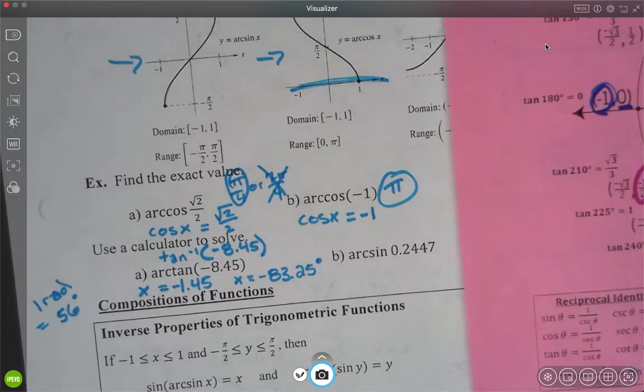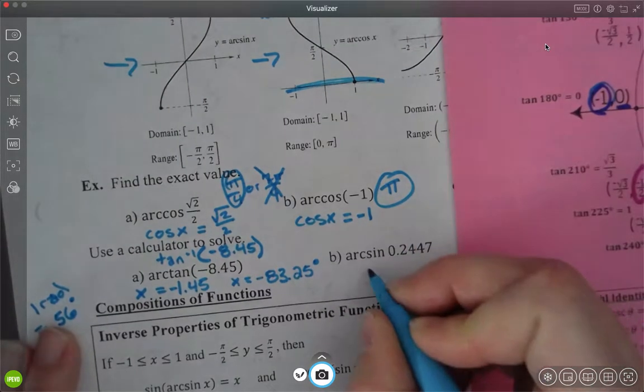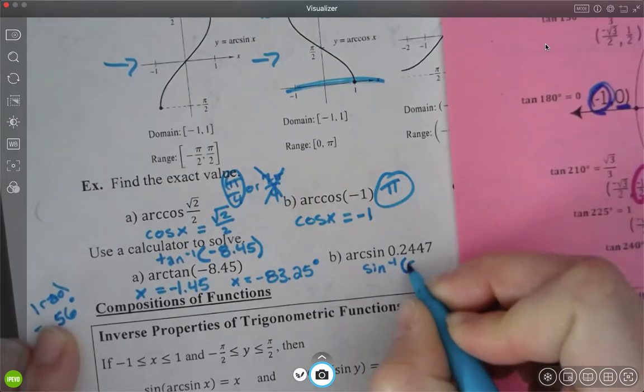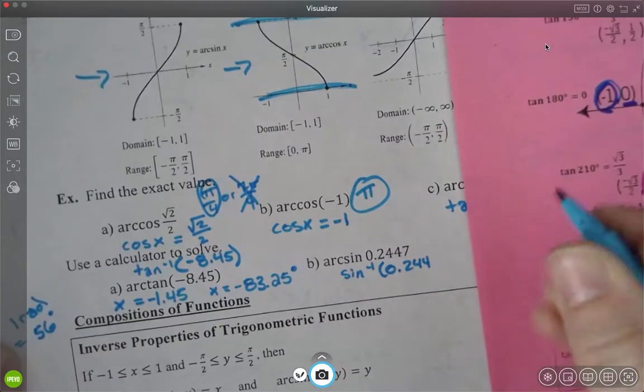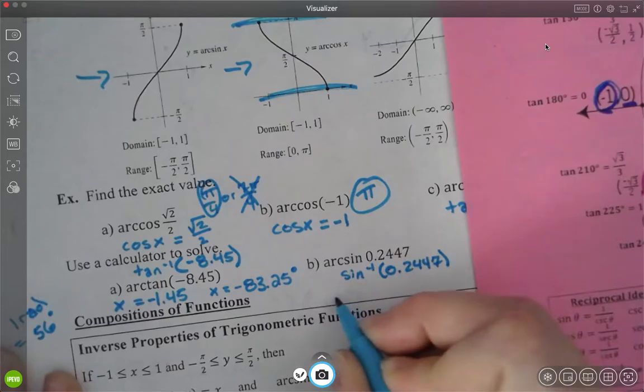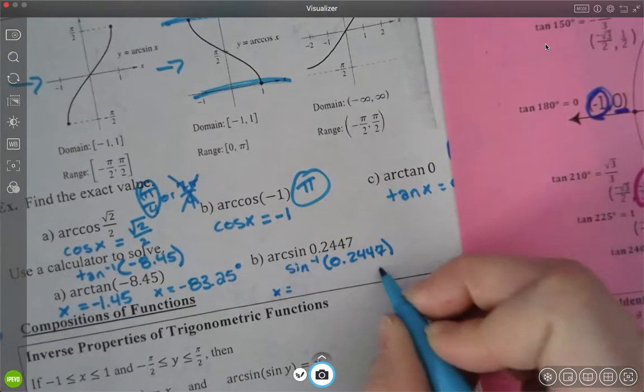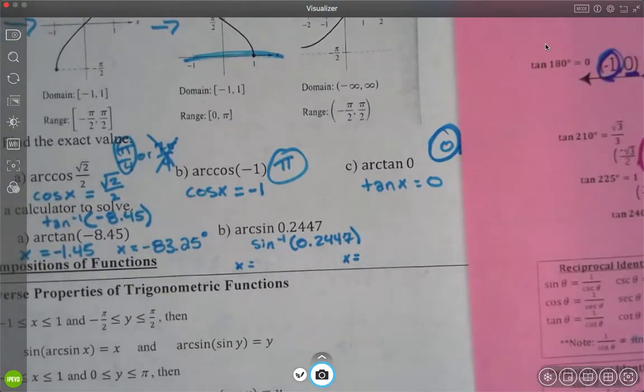Okay? Arc sine, so inverse sine of 0.2447. Do that. X is equal to, give me radians and degrees. You can pick on your homework assignment which one you want to do.